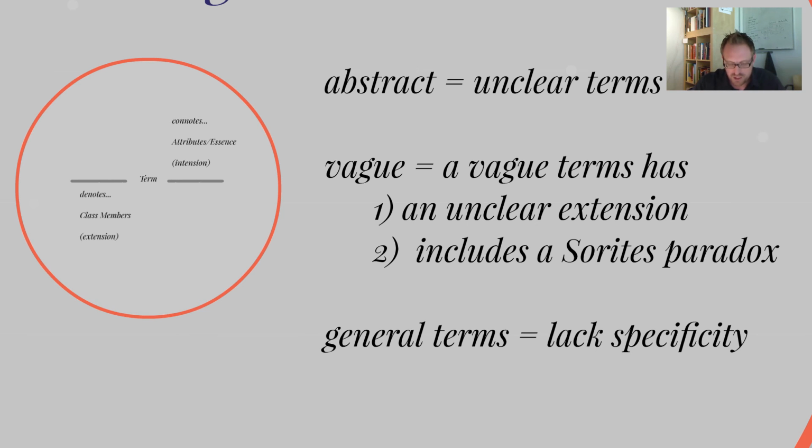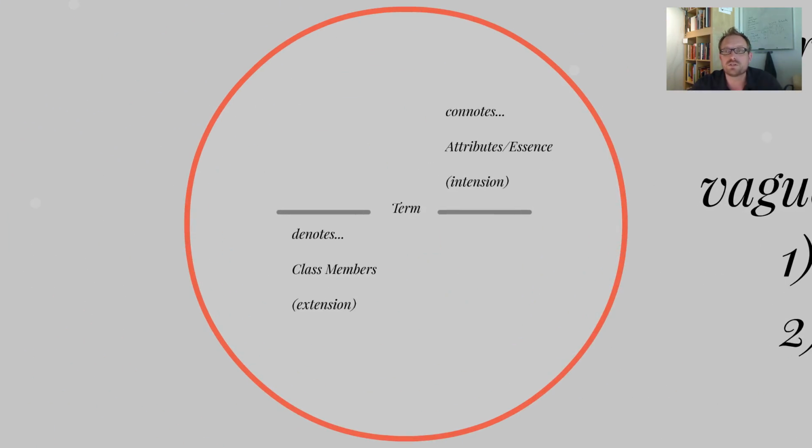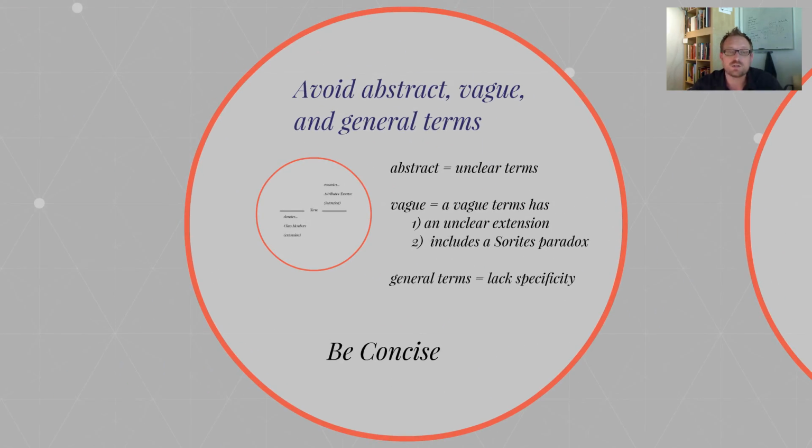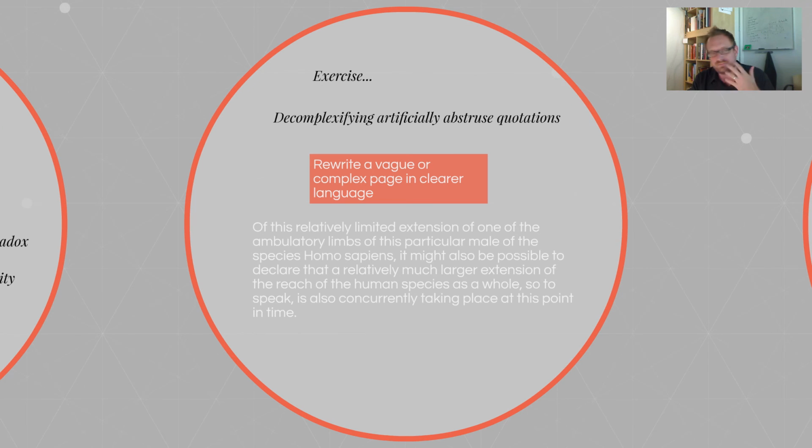So you want to watch out for using terms that are too abstract, vague, or general. So all in all, this means we need to be concise with our language. Less is more when you're making an argument or you're writing a paper. It's better to be concise instead of going on and on about something, because as you go on, it becomes less clear for your reader what you're actually trying to do.